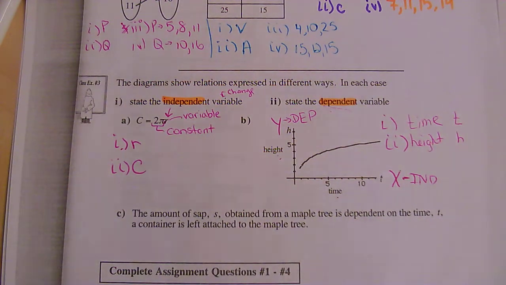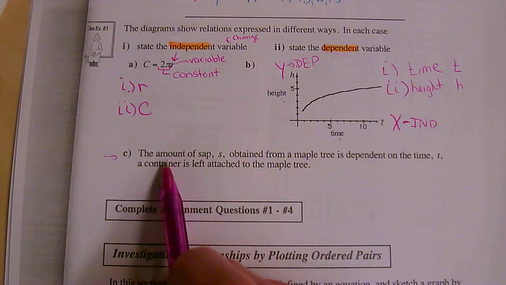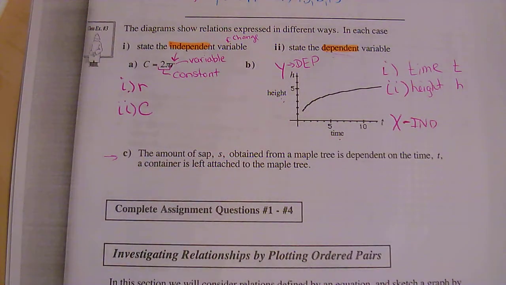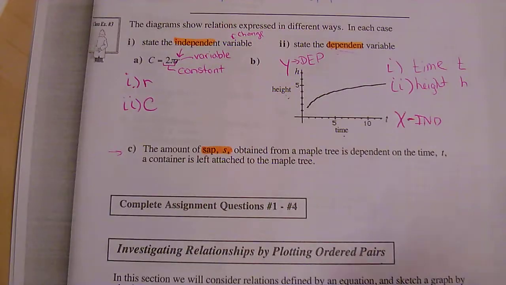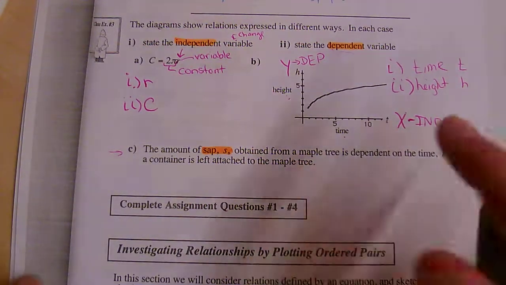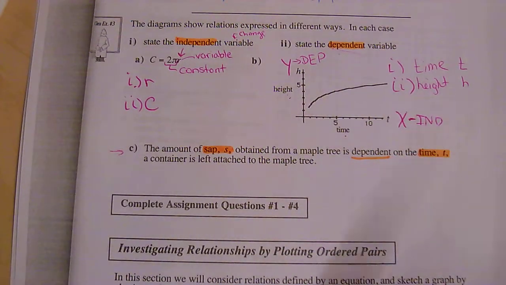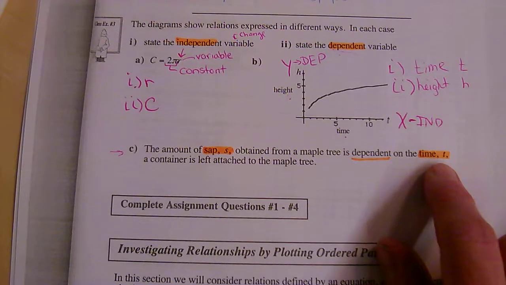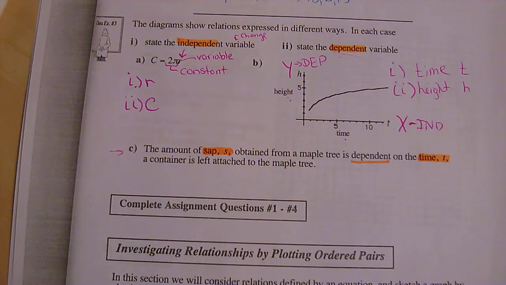Oh, and I've got a word statement here, another way that we can represent information. Since it says the amount of sap S, so that's one variable, obtained from a maple tree is dependent on the time, and that's important, there's our second variable, a container is left attached to the maple tree. So the amount of sap obtained from a maple tree is dependent on the time.